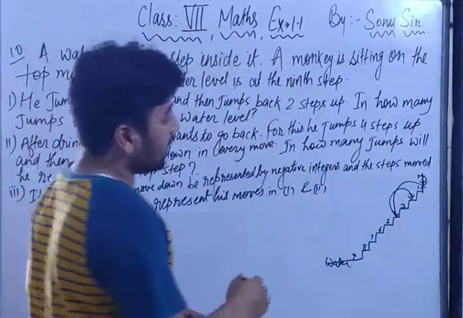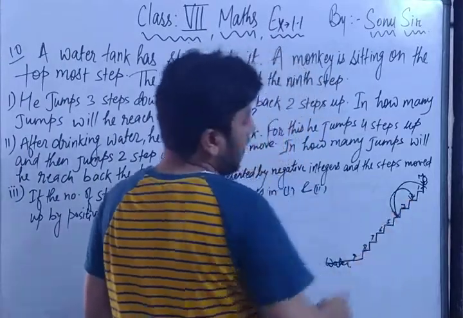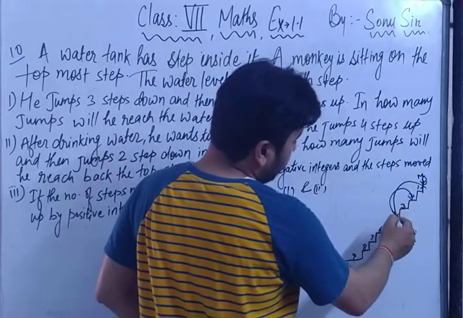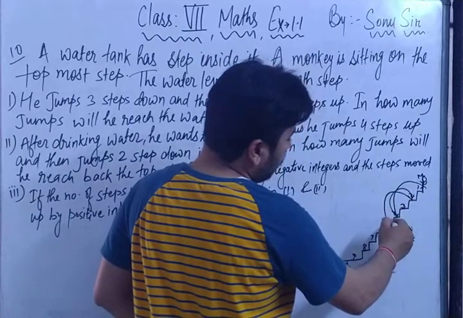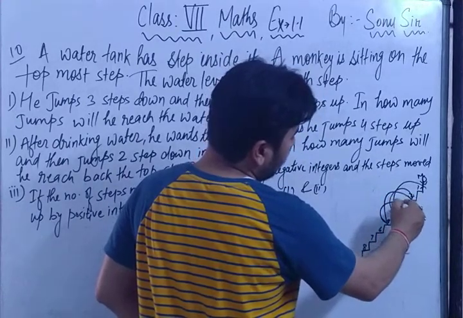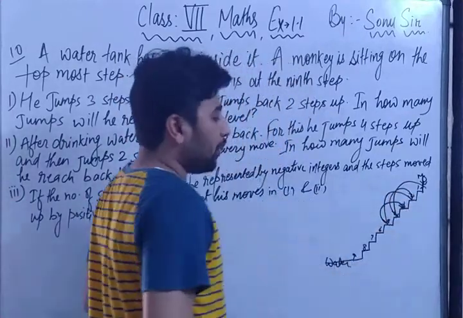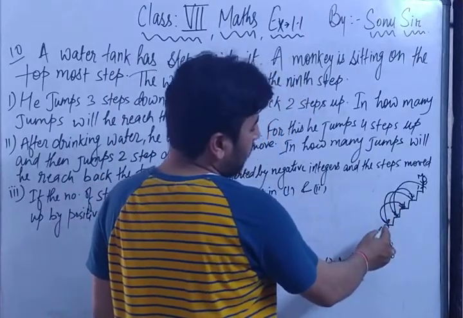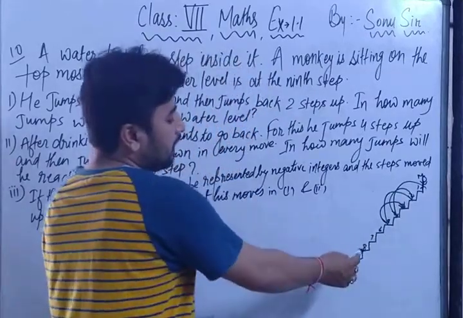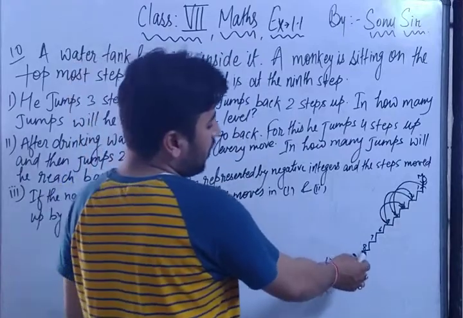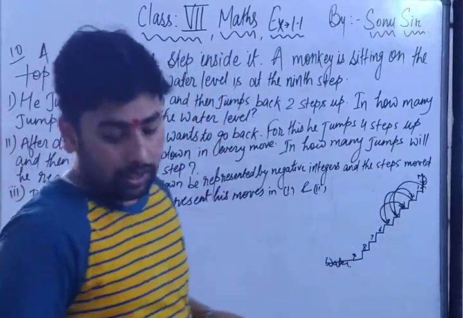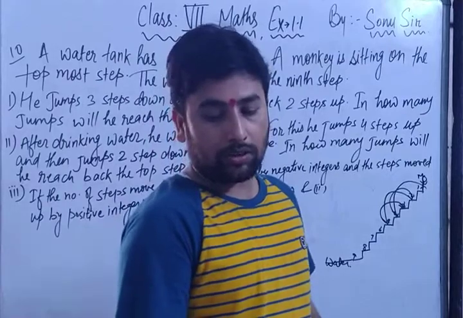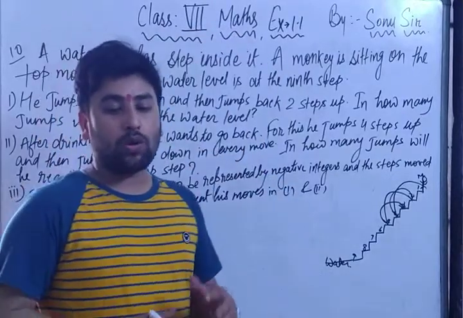So see here, in the first jump he has reached step number 2, right? Now in the second jump again from 2 he will go 3 down, 1, 2, 3, so he will come to the 5th, and again go 2 up, 1 and 2. So in the first jump he was on the second, on the second jump he was on the third. Similarly, on the third jump he will be on the fourth, fourth jump on the fifth, fifth jump on the sixth, sixth jump on the seventh, seventh jump on the eighth, and the eighth jump he will be on the ninth. So this is the first answer of this question, on which jump he will reach the water level.